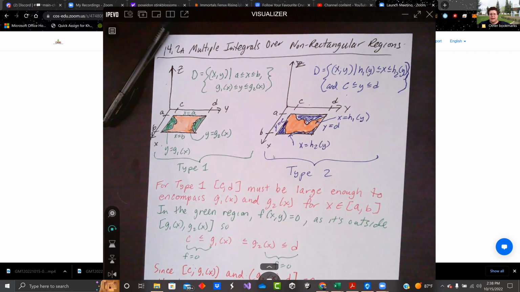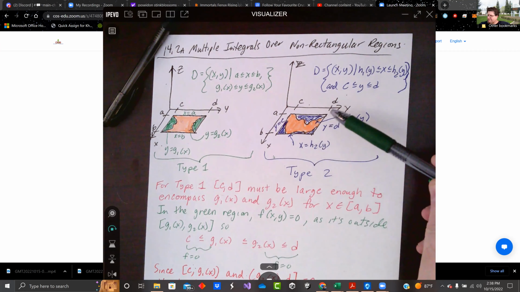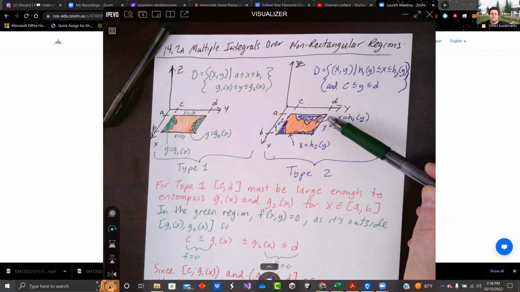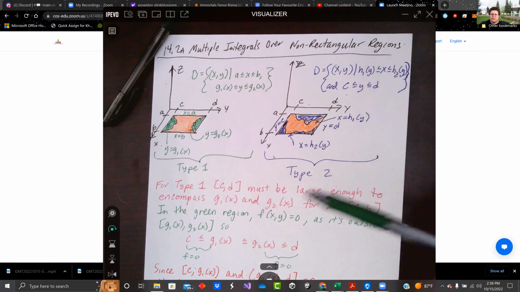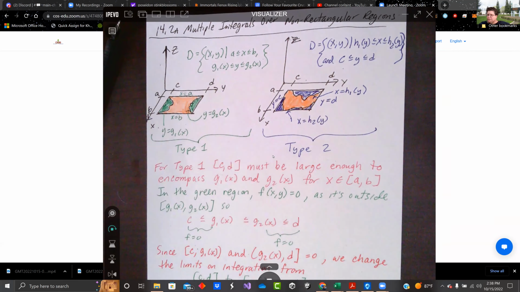The other option we have is called the type 2, where the y constraints are still constant, but x is now a function of y along the x boundaries. So let's just focus on the left one first. The ideas transfer over easily between the two.